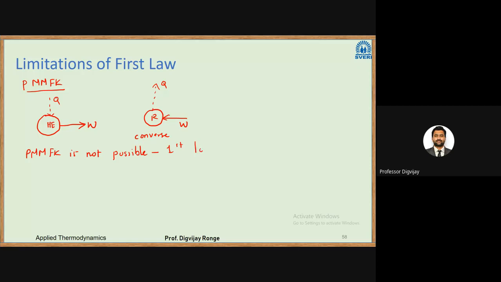Okay. So first law says that this heat engine should be receiving heat, and all of that can be converted into work. Or the converse, this refrigerator will consume some work, then it will transfer some heat, or it will lose some heat. Okay. So by first law, this is valid, but we all know that this is not the case. So this is the limitation of first law.